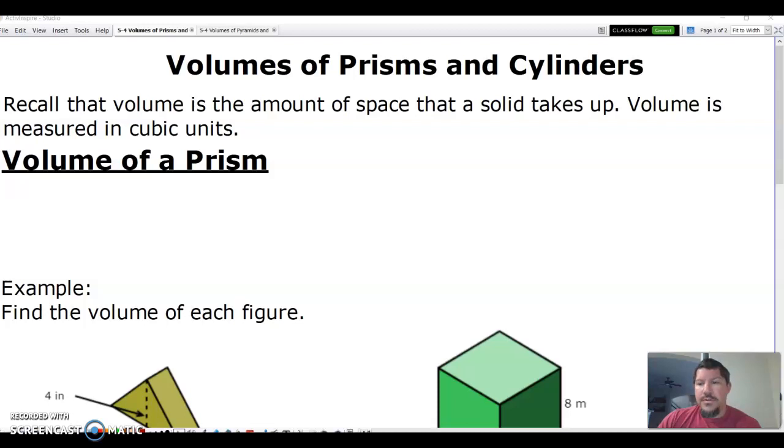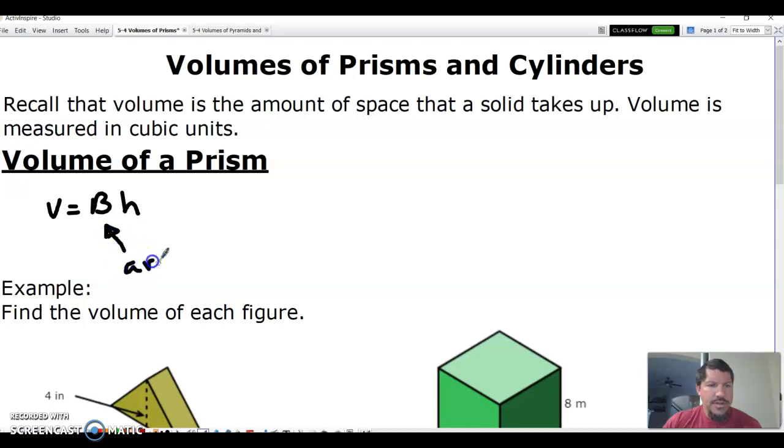Alright, so now that you've finished up surface area, we're going to move on to volume. Start with prisms and cylinders. So it says, recall that volume is the amount of space that a solid takes up. Volume is measured in cubic units. So the volume of a prism, really easy. Volume is area of the base times the height.